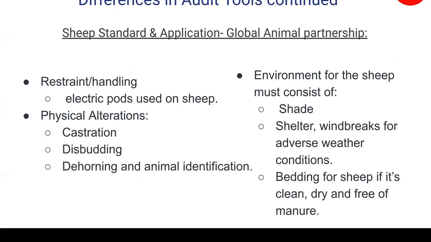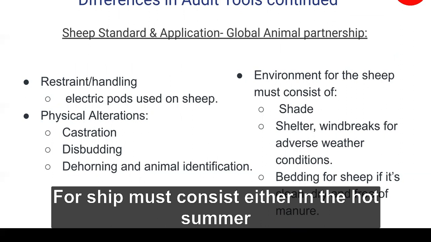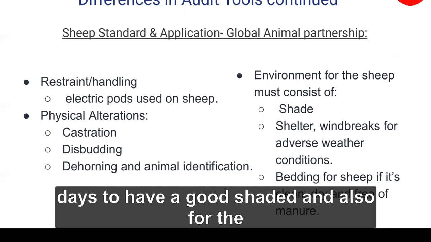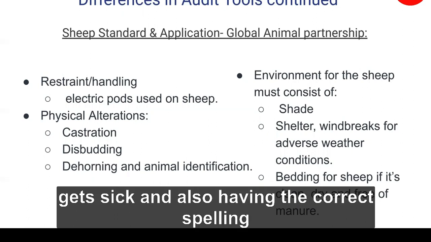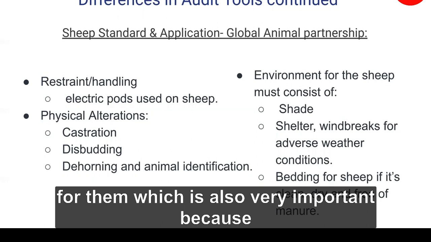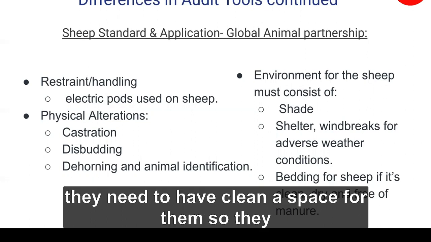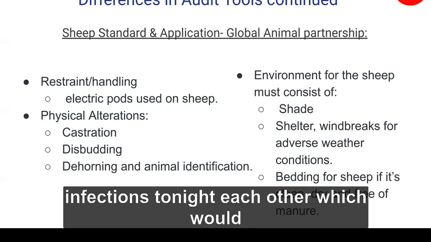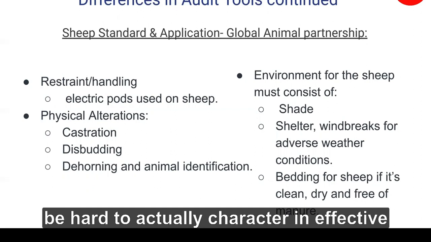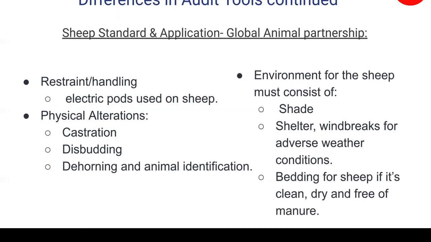their rear end. And the environment for a sheep must consist, either in the hot summer days, of good shading, and also for the winter when it rains, so they won't get wet and get sick. And also having the correct bedding for them is very important because they need to have clean space for them, so they're not in their manure and not spreading infections throughout each other, which would be hard to actually care for an infected flock.